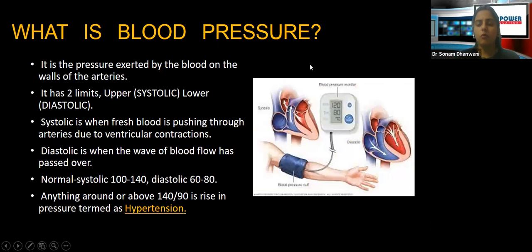Okay. Now, what is blood pressure? I'm sure all of you know this. Every time we visit a doctor, एक basic blood pressure का checkup होता ही है. जैसे pulse का होता है, वैसे blood pressure का भी होता है. So, what is blood pressure? It is the pressure exerted by the blood on the walls of the arteries.